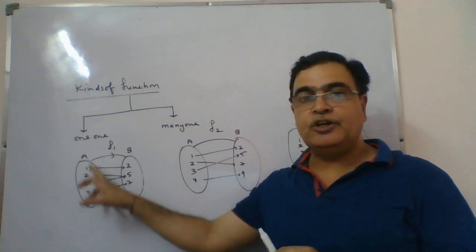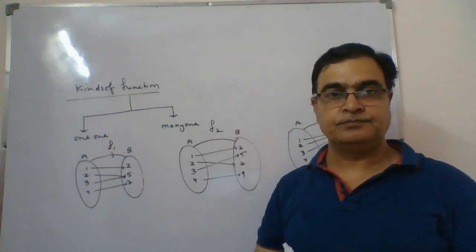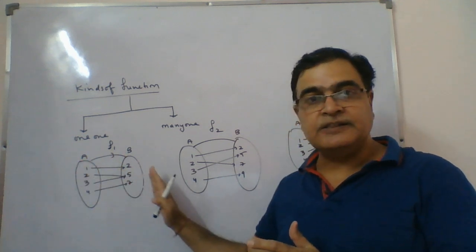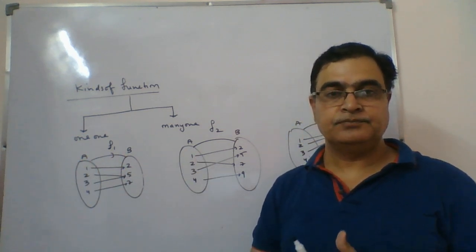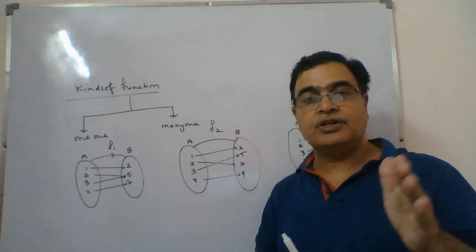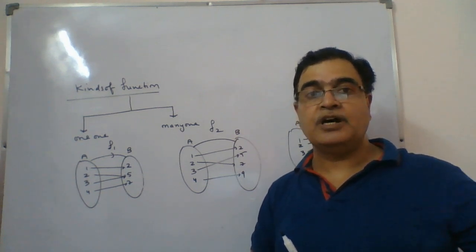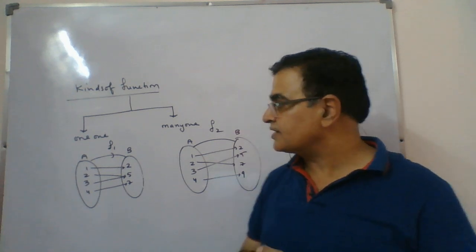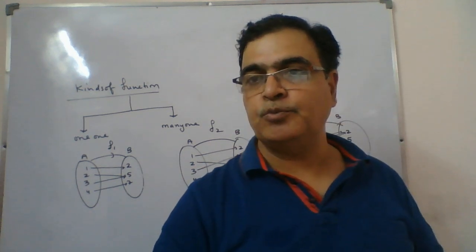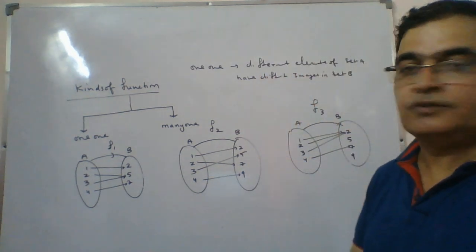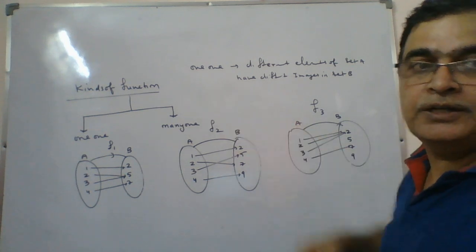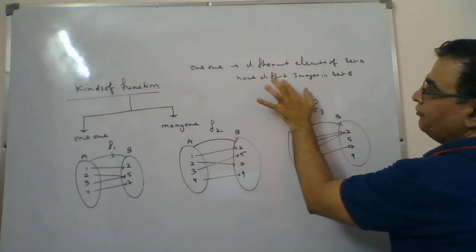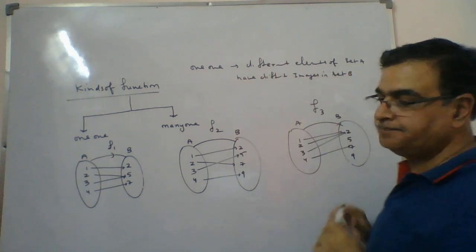each and every element of set A has an image this side, and that image does not coincide with other elements' images. I'll just take a definition first, then it will be more clear. Yes, the definition says a function is one-one if different elements of set A have different images in set B.